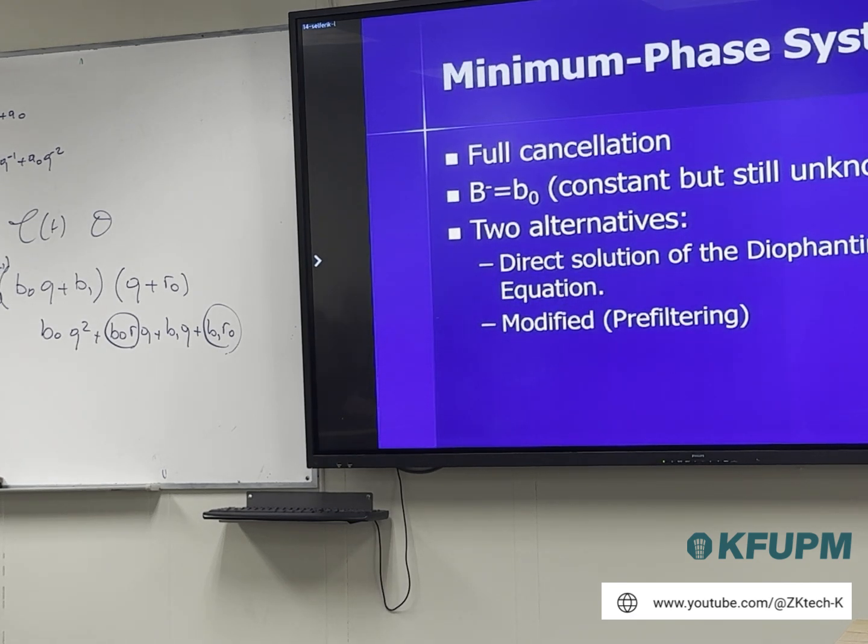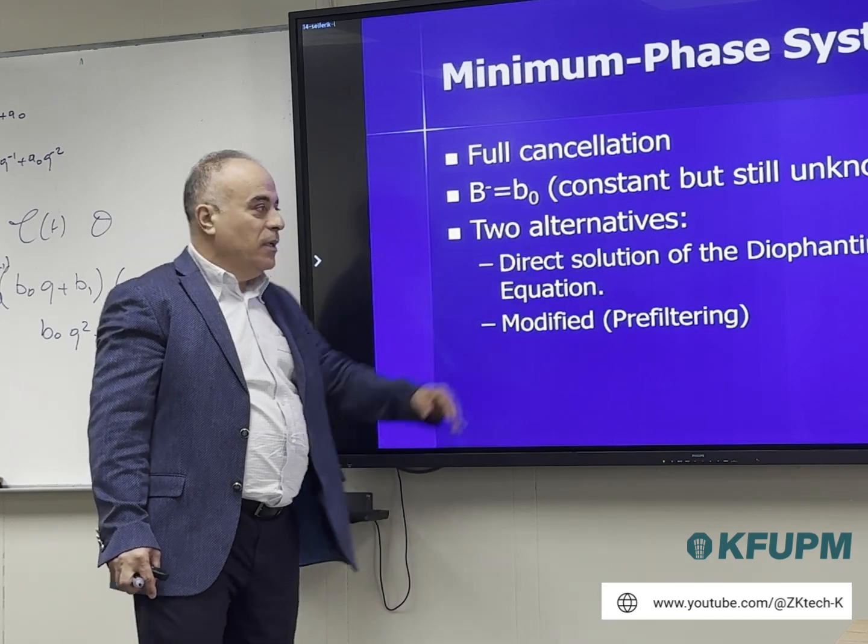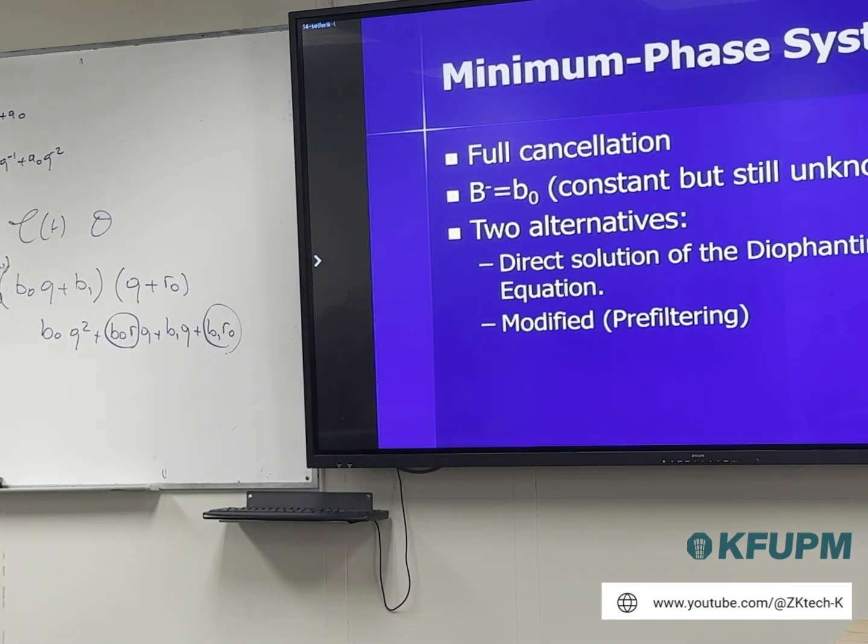All right, so the minimum phase system, we are going to talk about full cancellation. Full cancellation means everything I will put in B plus, right? But I need to put it as a monic polynomial. So the only thing that will remain in B minus is the constant, is B0. You remember this, right? We did this together. So we have either direct solution of the Diophantine equation or modified pre-filtering. So I'm going to show you the two of these systems.